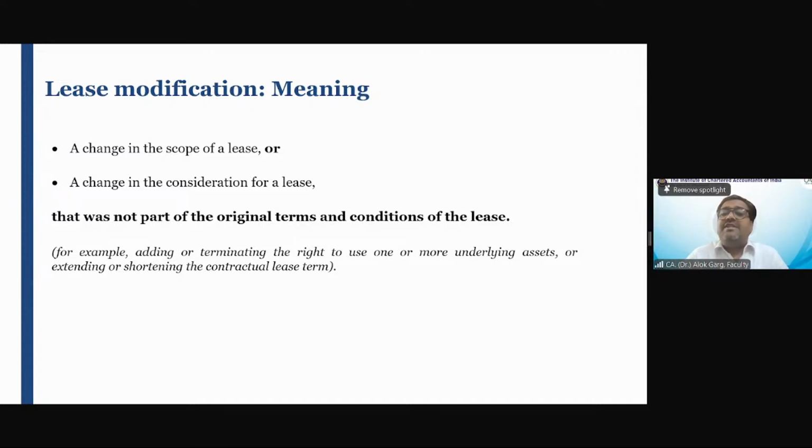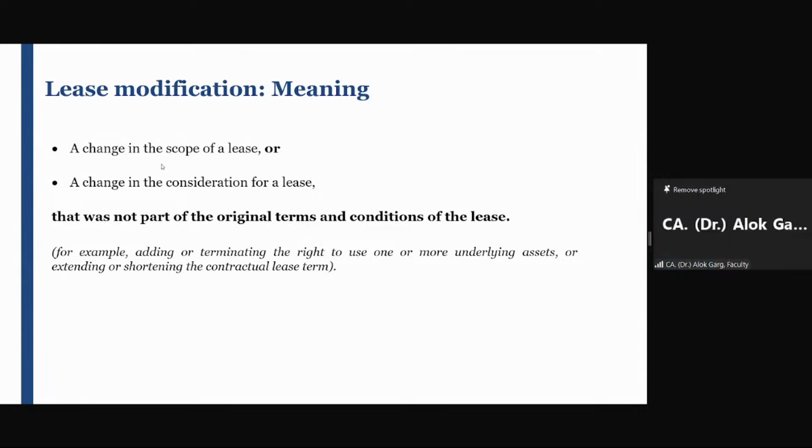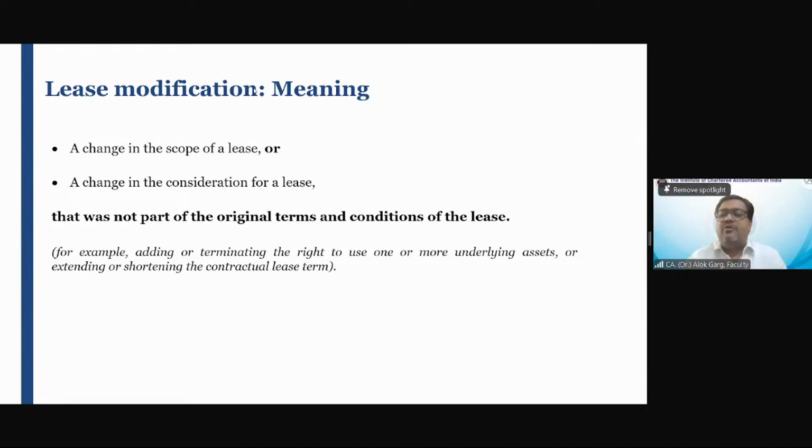So friends, a change in the scope of a lease, what does it mean? For example, I have entered into a contract with my landlord for a period of 5 years. After 2 years, I told my landlord, please extend my period from 5 years to 8 years. Because when 5 years get completed, my daughter would be in class 9th, right? So I want you to please extend my period to 8 years so that my daughter will pass her 12th.